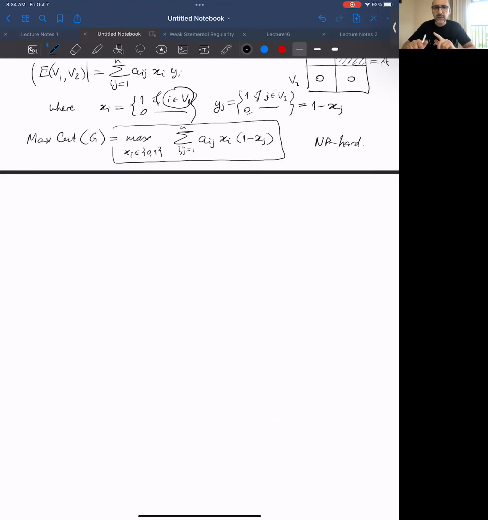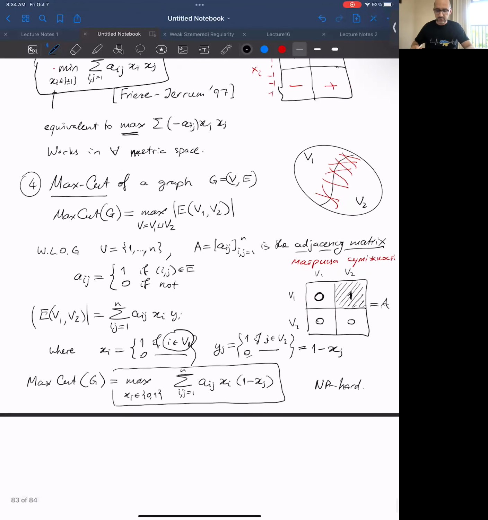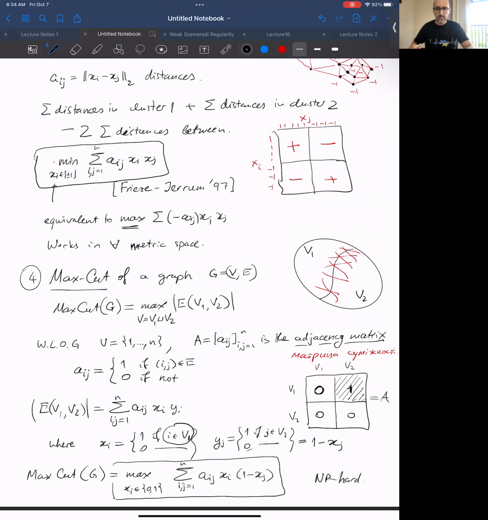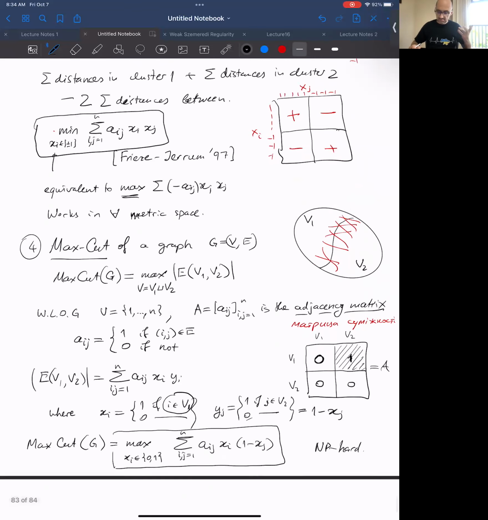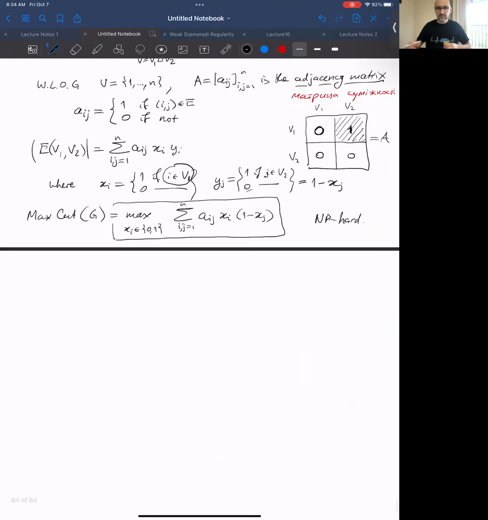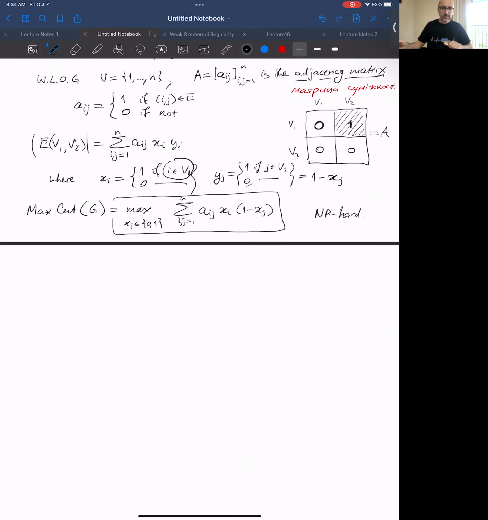Before we go further, any questions on the setup of these problems? Good. Okay. Well, I actually think that this is hard to approximate. It's not hard to solve exactly, and I'm pretty much sure that it is hard to approximate.